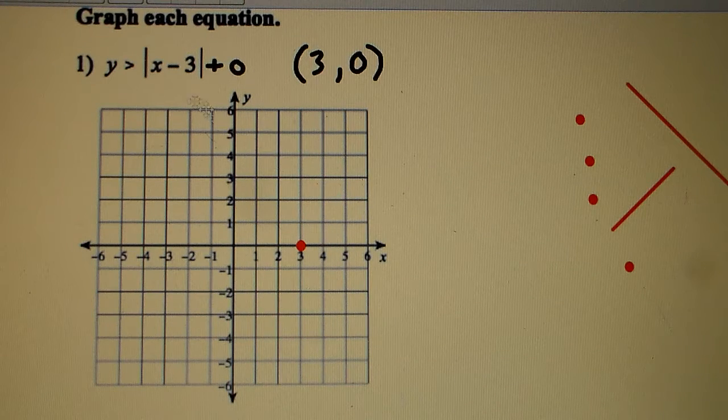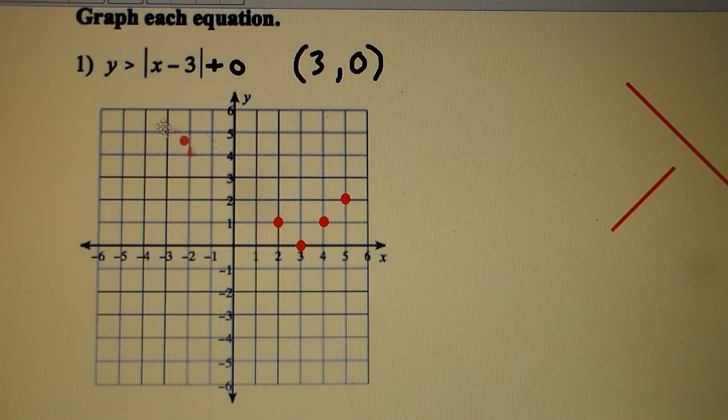Then we can plug in 4. 4 minus 3 gets you 1. The absolute value of 1 is 1. So when x is 4, y is 1. Then we could put the number 5 in. 5 minus 3 is 2. The absolute value of 2 is 2 plus 0, which is 2. So when x is 5, y is 2. When we plug in 2 for x, 2 minus 3 gets you negative 1. The absolute value of negative 1 is positive 1. So when x is 2, our output is 1.